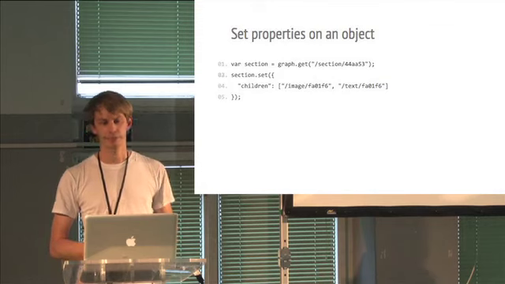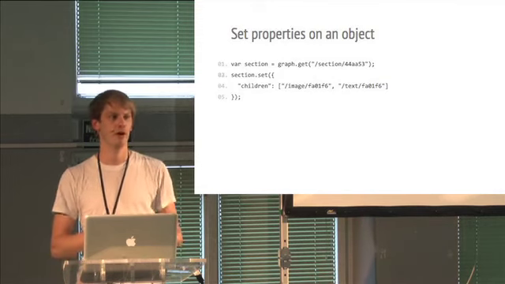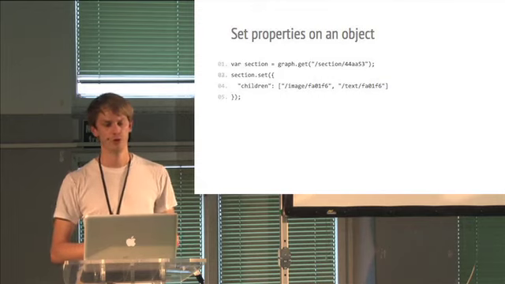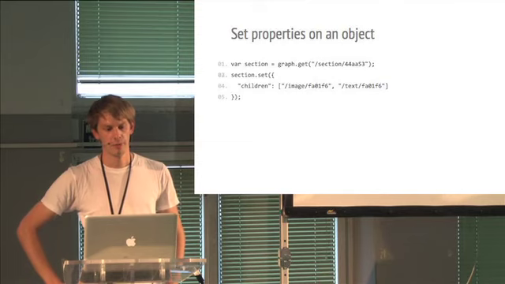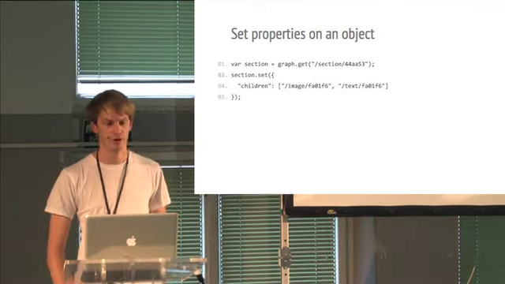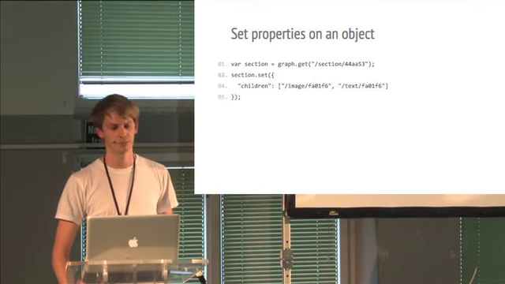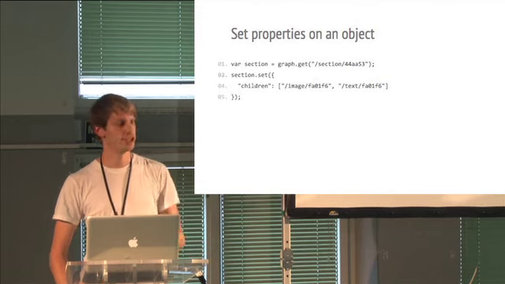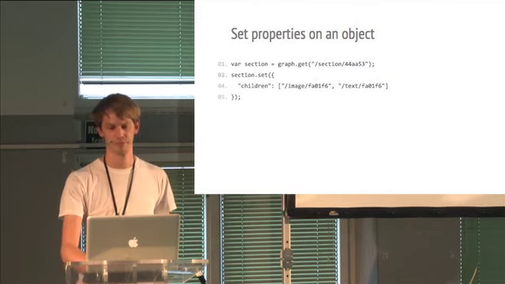We can then set properties on an existing object. Therefore, we need to just pull it out of the graph at first, which we do with the graph.get call. We then get back a reference, a section reference in this case, and we can call section.set and set the children property. In this case, we add a text object that we have created earlier.